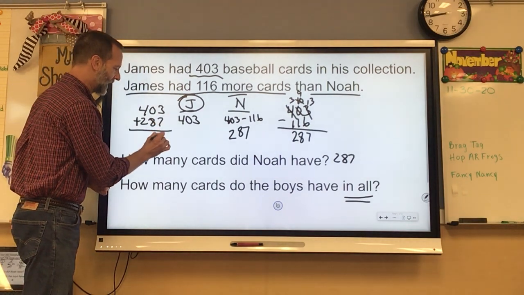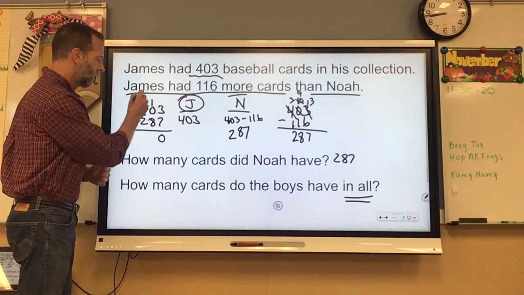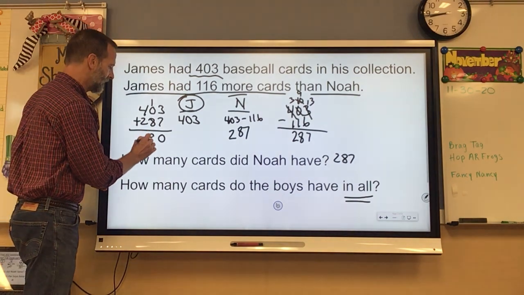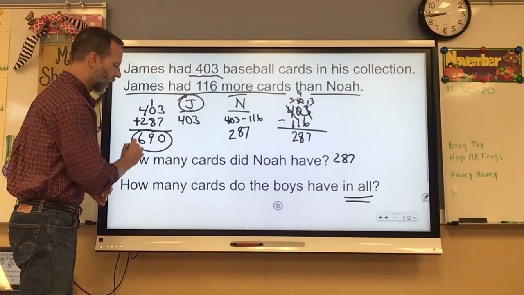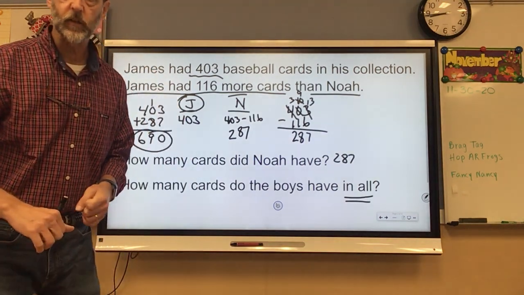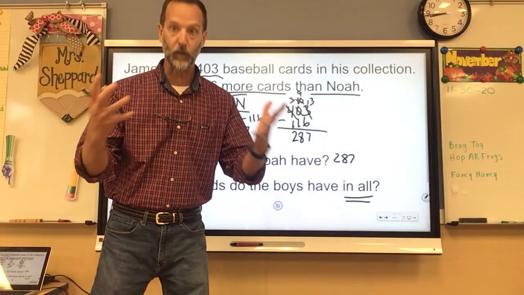3 and 7 is 10. I'd leave the 0 and carry the 1. 1 and 8 is 9. And 4 and 2 is 6. Together they have 690 cards. Okay, that's a lot of stuff. So let's practice again.